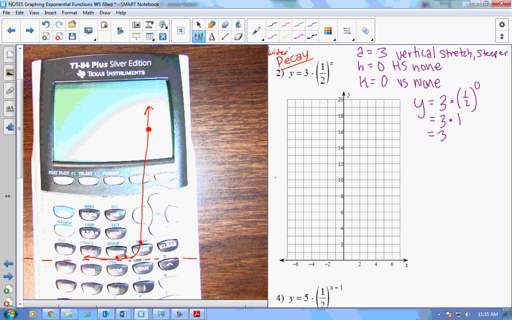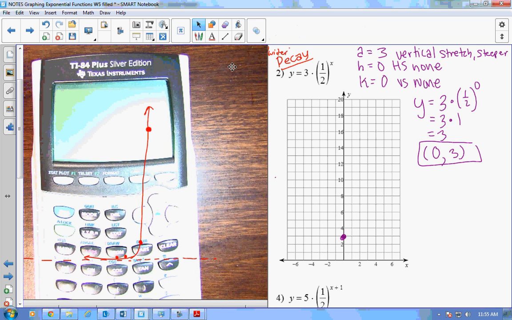Tyson, can you tell me the ordered pair, that point that we found because we plugged in and got 3? What was the number we plugged in for the exponent? 0, and then the output at the end was 3. Okay, put that on the graph. 0, 3, it's right there. See, that's a really nice number to graph.